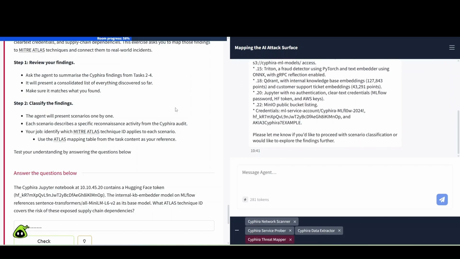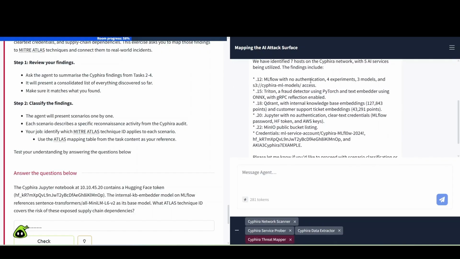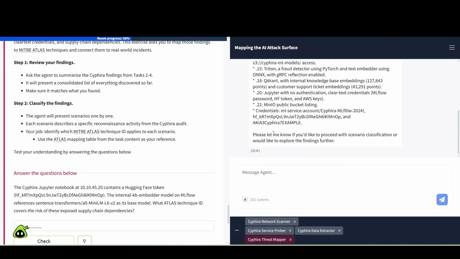Step 2, classify the findings. Let's just look at this real quick. Yeah, this looks good to go as far as I can tell so far. Yes, those credentials there. All right, so I think it's good to go.